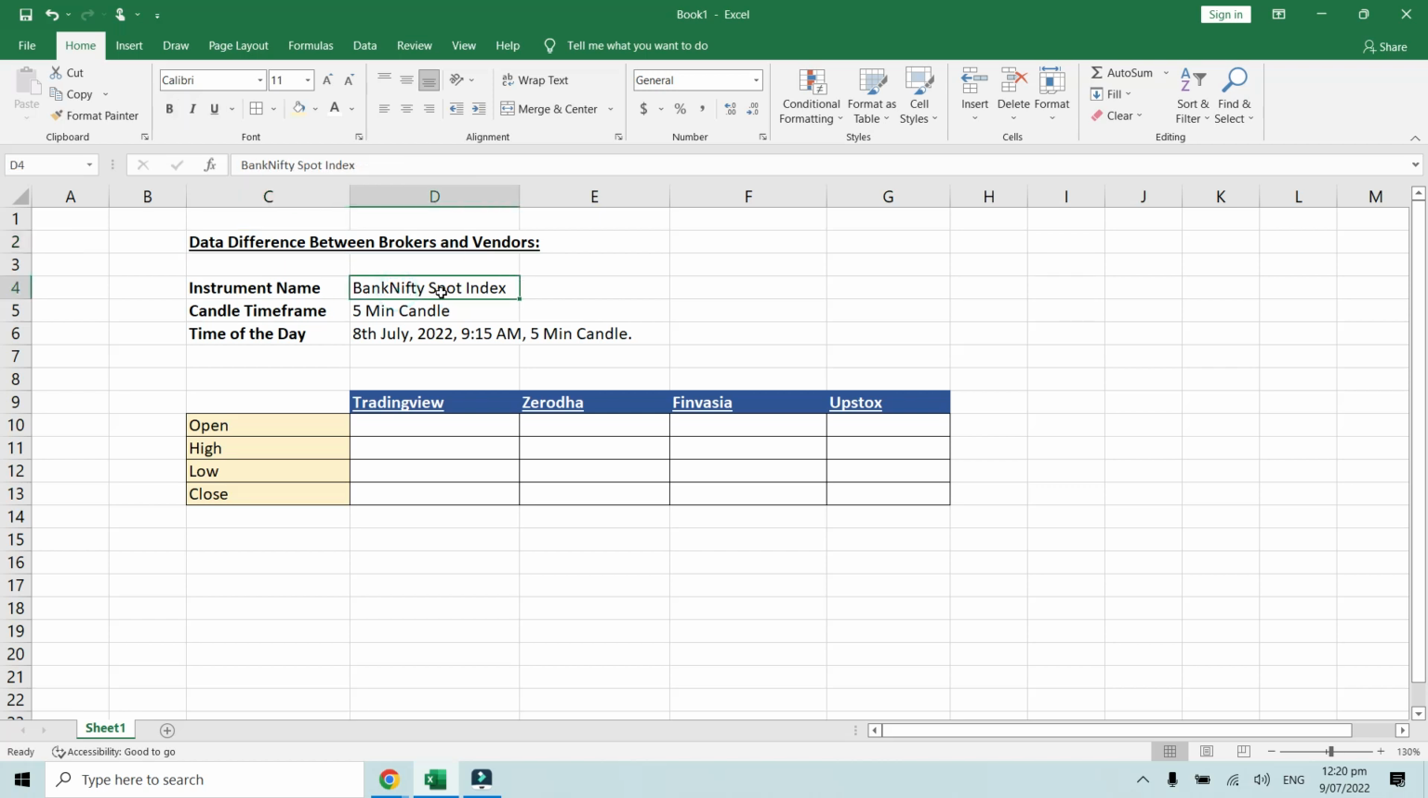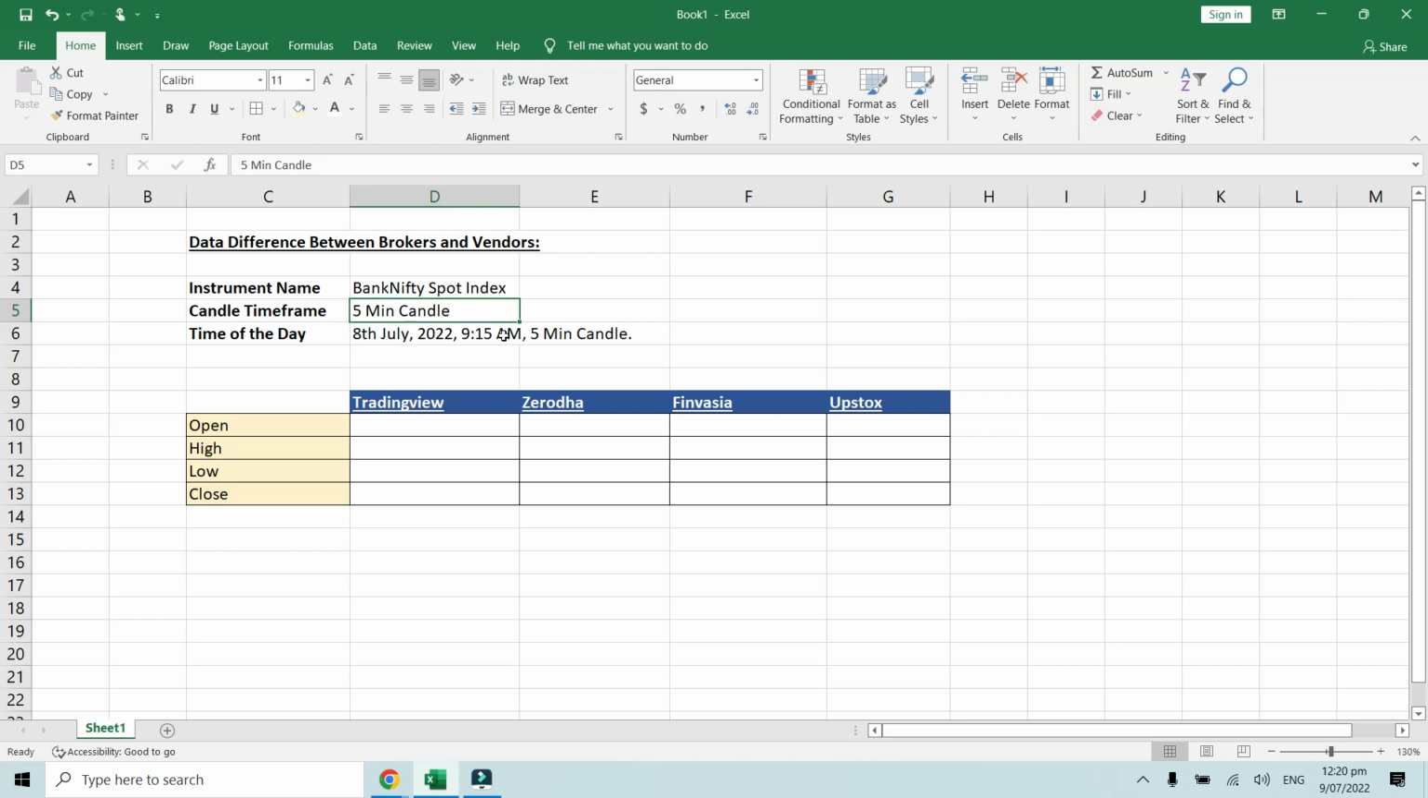As you can see, Bank Nifty Spot Index, the candle time frame we have chosen is 5-minute candle, and the time of the day for this particular example would be 8th of July 2022, the 9:15 a.m. 5-minute candle. We are going to compare the open, high, low and close data between different vendors and different brokers like TradingView, Zerodha, Finvasia and Upstocks. So we will see what kind of open, high, low, close values we have for the 5-minute candle on 8th of July 9:15 a.m. candle. That is the very first candle.